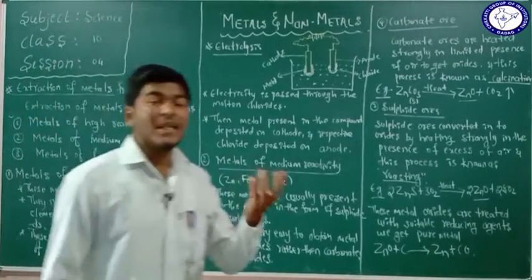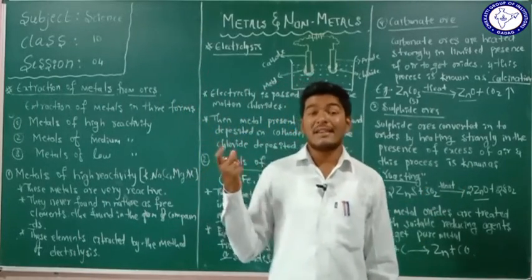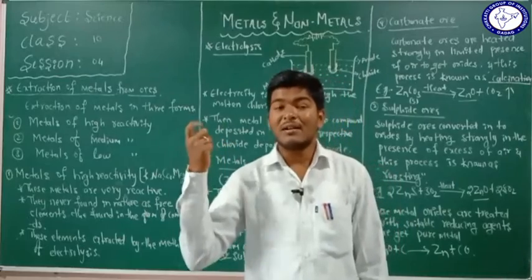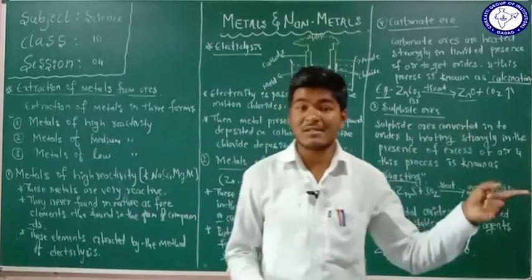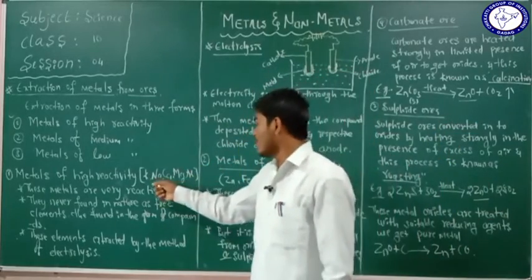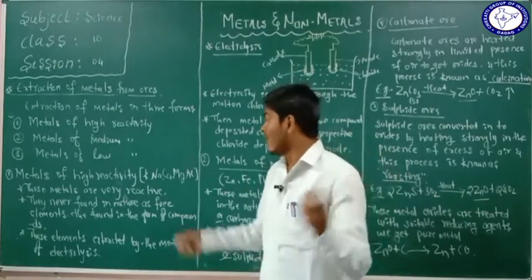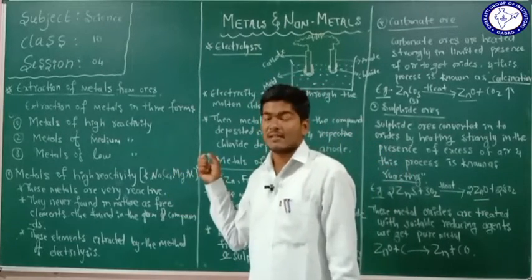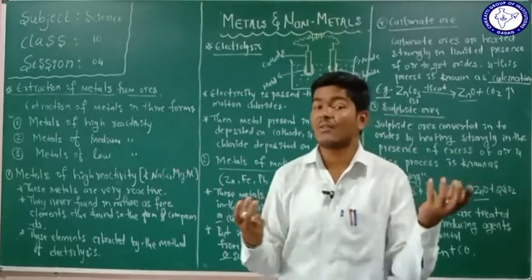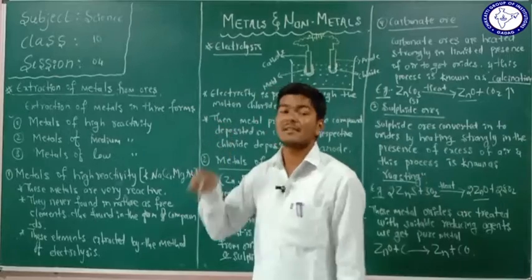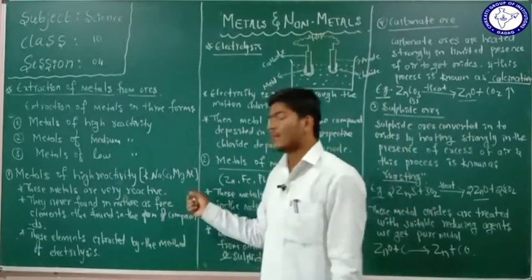Why? Because if they were present in the free form, they would easily react with the oxygen and with the water present in the air, isn't it? As we know already, sodium and potassium are very reactive with oxygen and water, isn't it? Therefore they are not found in the free state in nature, but they are present in the form of compounds. Is it clear? They are found in the form of compounds.